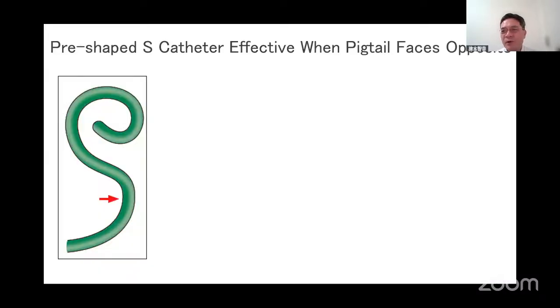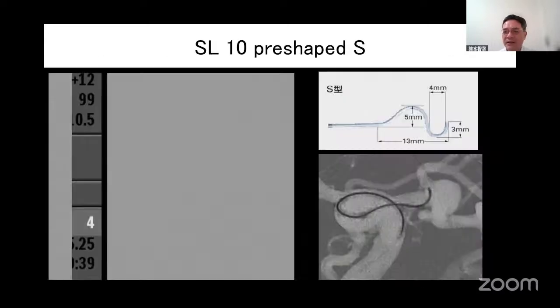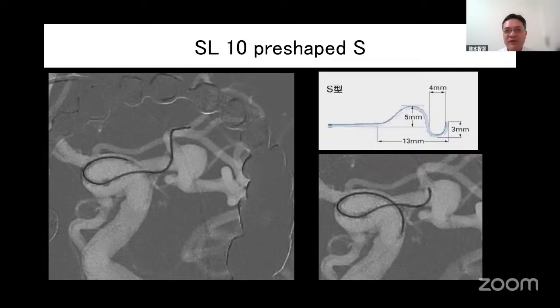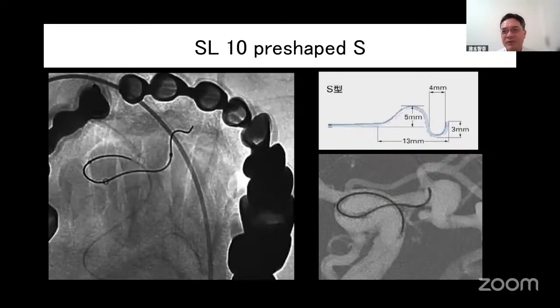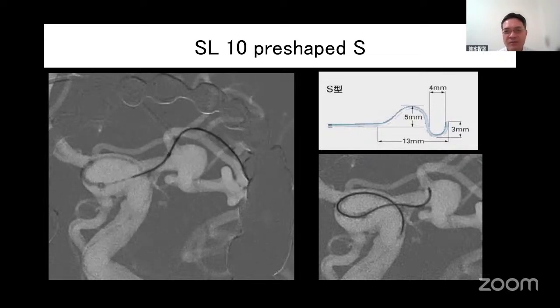If the pigtail catheter points in the opposite direction to the intended direction, a reversed curve is made in the proximal end, which will then point in the desired direction. It is also a good idea to use an equivalent pre-shaped S-shaped catheter like this. This is a case of an MCA aneurysm in which a pre-shaped S catheter was effective to select this superior branch of the MCA.